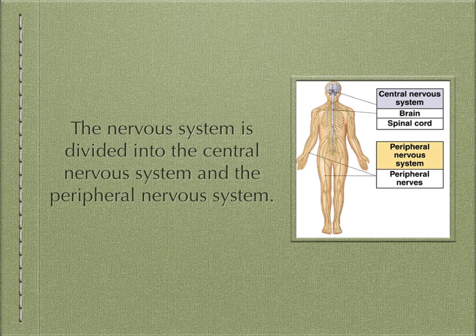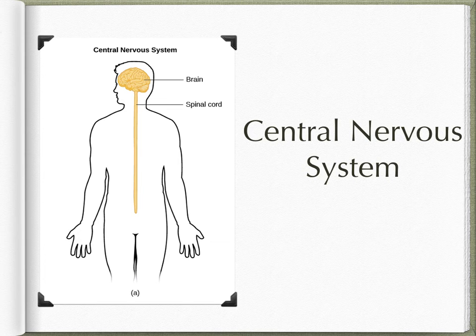The nervous system is divided into the central nervous system and the peripheral nervous system. The central nervous system consists of the brain and the spinal cord. It integrates the received information and coordinates the activity of all parts of the body.